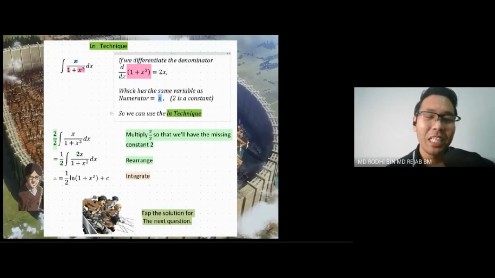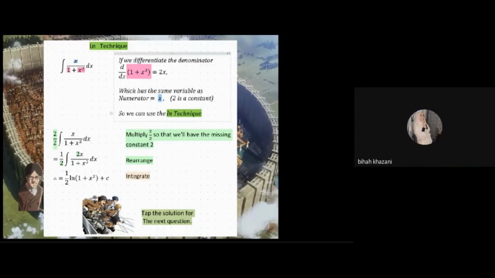You use ln because if you differentiate the denominator, you get 2x, which has the same variable as the numerator, which is x. The 2 is just a constant, and then you can use the 2 over 2 that you multiply. Okay? Class, are you okay? Okay sir.